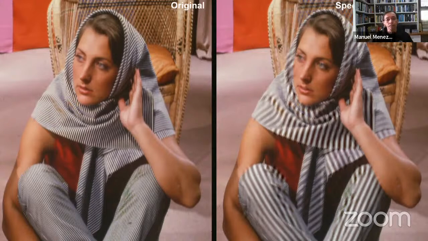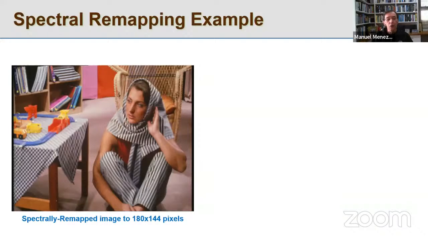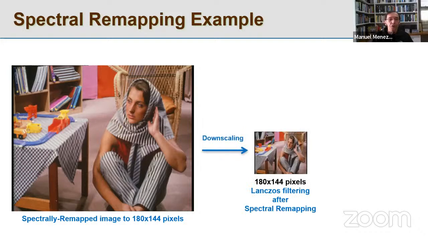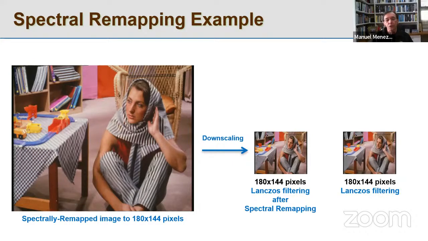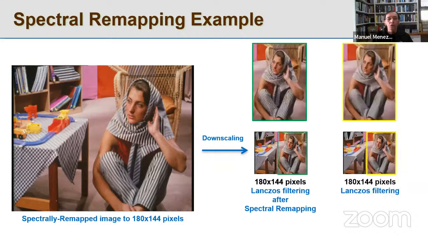So once we have this spectrally remapped image, we can actually perform the downscaling. In this particular example, consider applying Lanczos filtering to it, as well as, for comparison, just applying Lanczos filtering to perform downscaling. Here we have a direct comparison, and you can see that the stripes are clearly visible in the image at the center, right, with the green highlight.